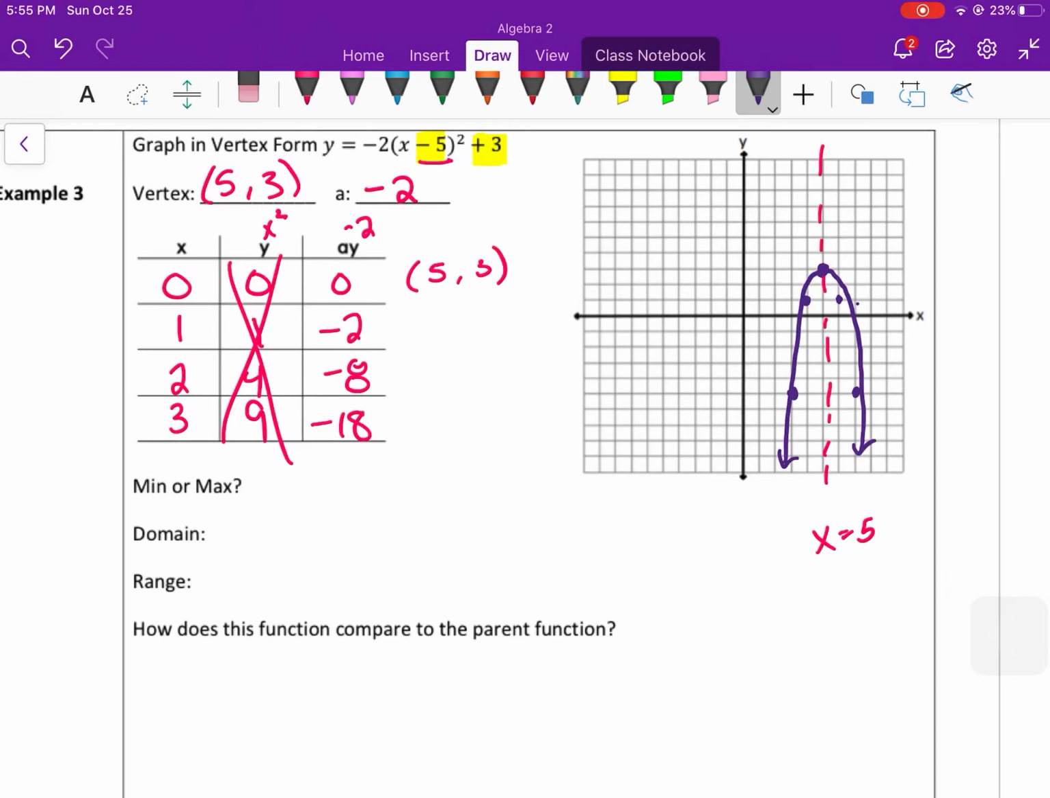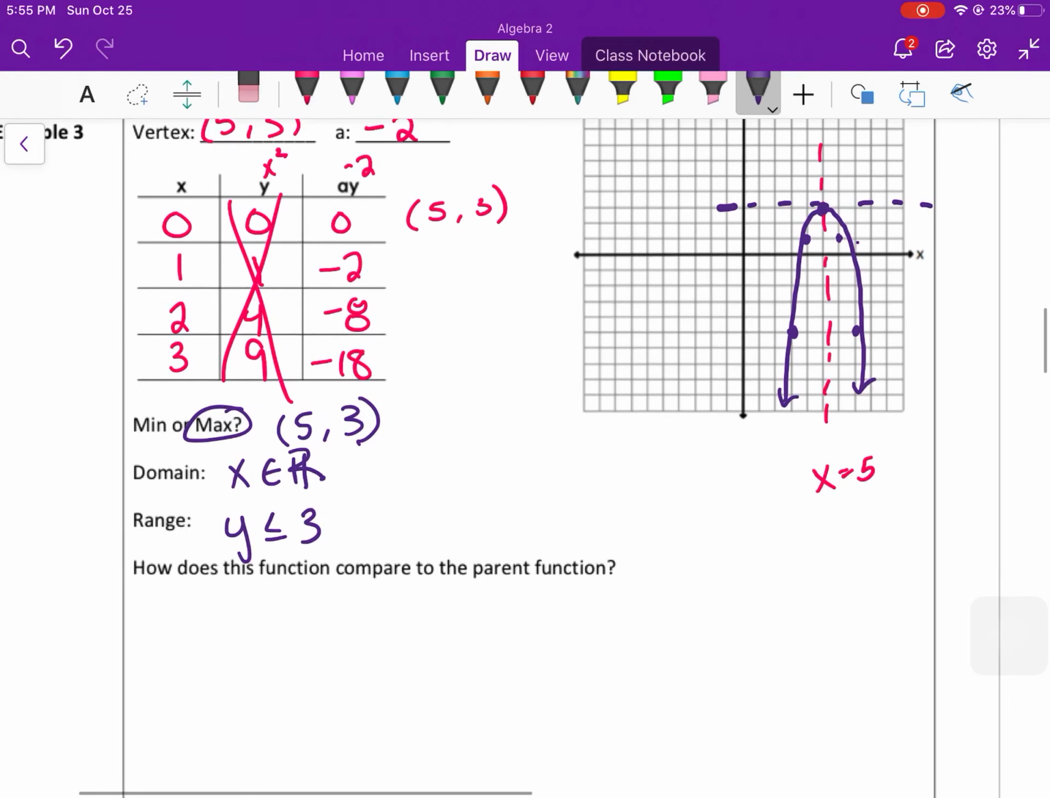The vertex is a maximum point. The maximum point is at 5, 3 because it opens down. It opens down because a is negative. The domain is all real numbers, x is an element of the real numbers. The range is all the y values that are less than or equal to 3.